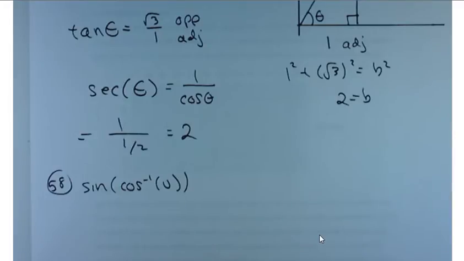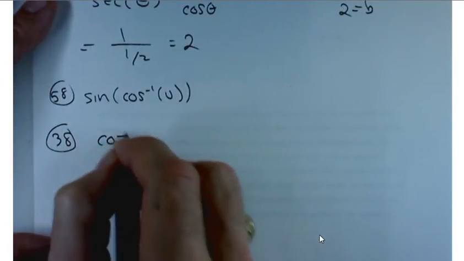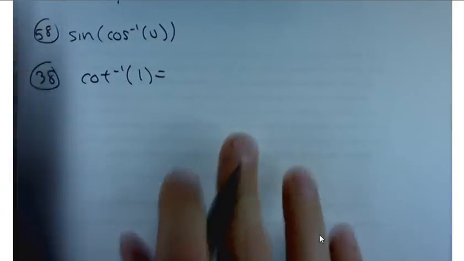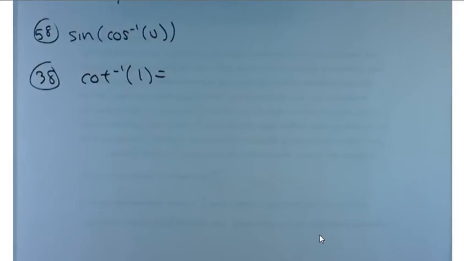Let's take it a little bit easier with some of the next few. Let's take a look at problem number 38. Cotangent inverse of 1. I don't know if TI is going to change it. I think I heard a rumor that they're going to start putting on some new functions under their calculators, like cotangent inverse. But right now, as far as I know, we don't have this one available. So, kind of stuck.